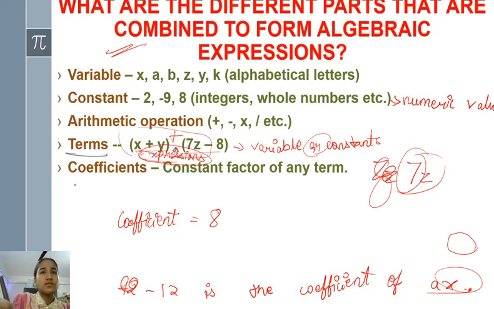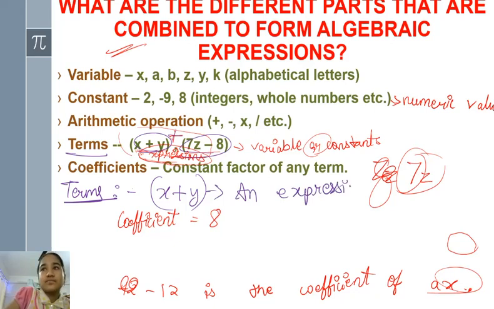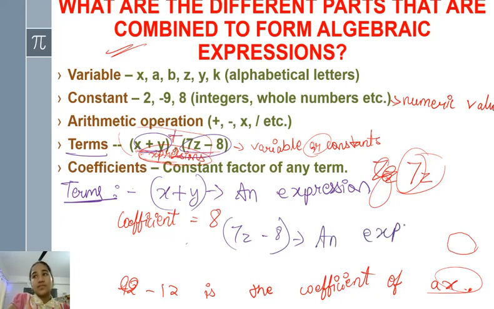Yes, so what are terms? Now you see this as an expression. When I was saying you add plus to become an expression, and so many more things I had told, you might get confused. See, this x plus y is an expression. Same way, 7z minus 8, what is this? This is basically an expression. So what are the terms over here? The terms are this and this. These are the terms. Alright.